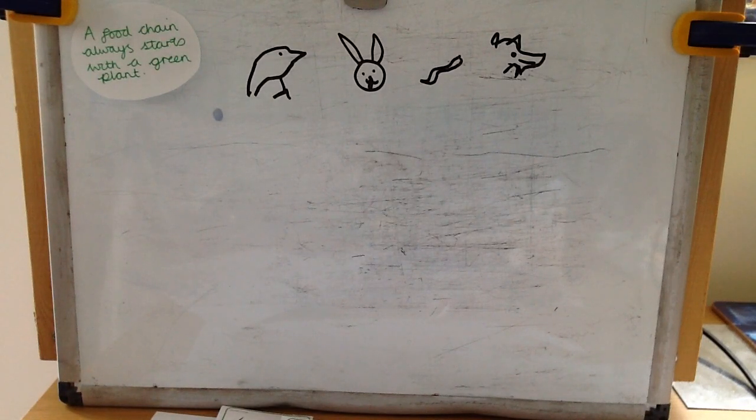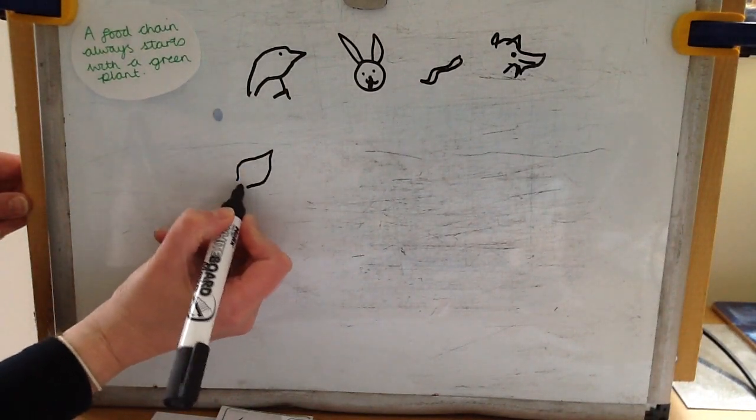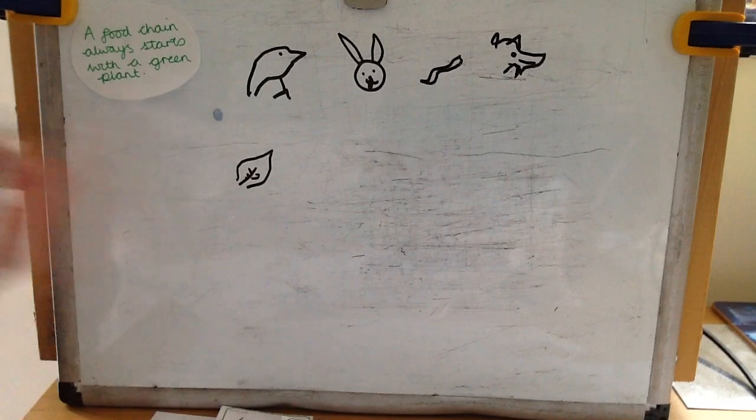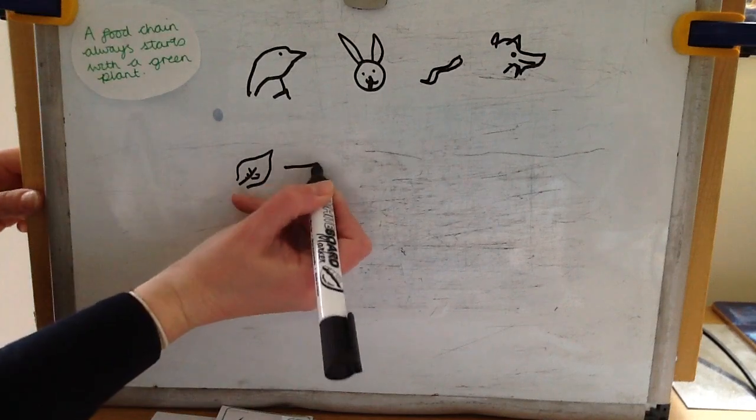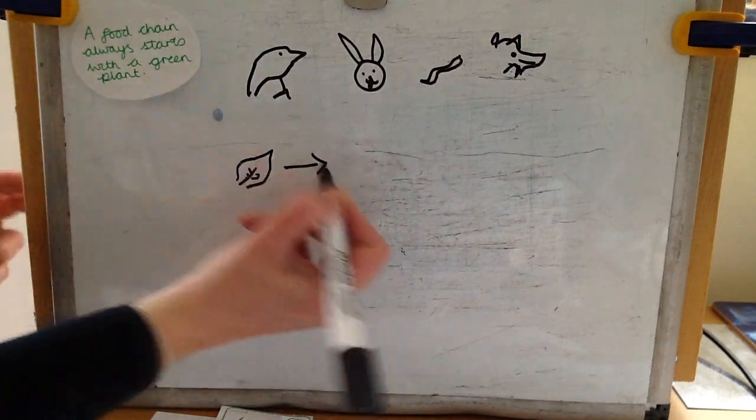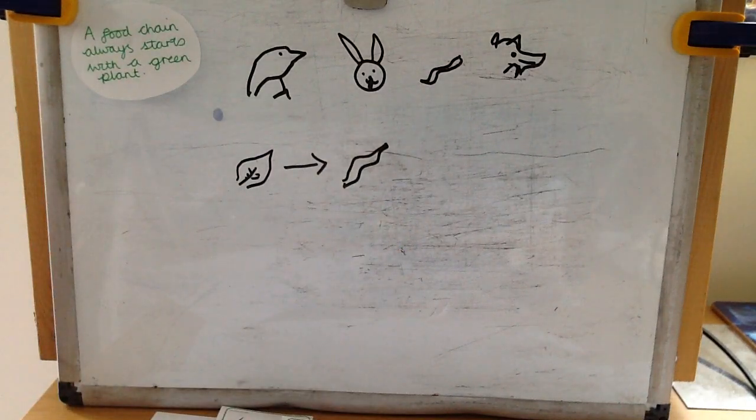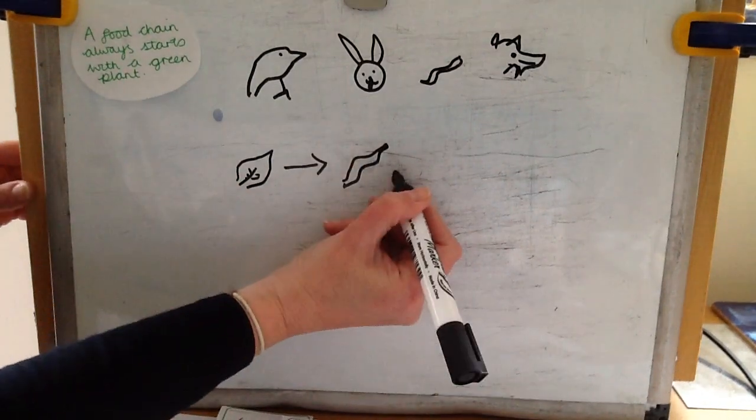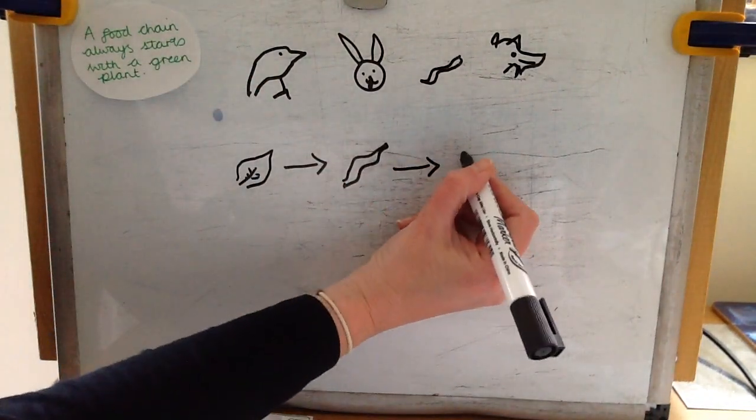So I need to think back and think about what those animals eat. So I'm going to start with some leaves, some dead leaves. Okay, so these are my leaf litter that you might find in the garden that have fallen off the trees. And these are eaten by a worm. Okay, and then my worm is eaten by my blackbird.